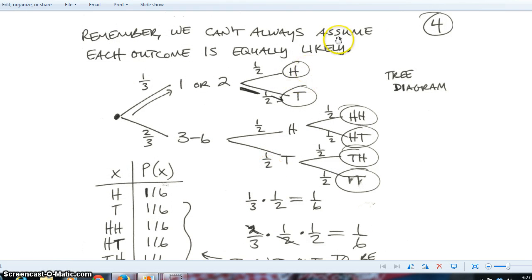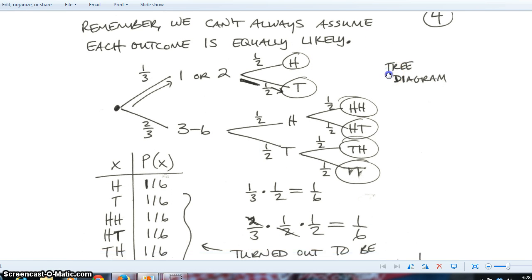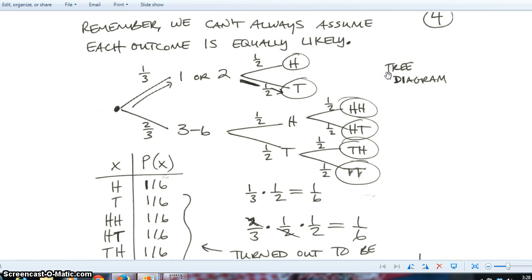Okay, so this was an example we did in class. The experiment here, it's not written down here, but I'll say it. The experiment was to roll a fair die once. And then if you got a 1 or a 2, you were going to toss a fair coin once. If you got a 3 or 6, you tossed a fair coin twice. That was the experiment.